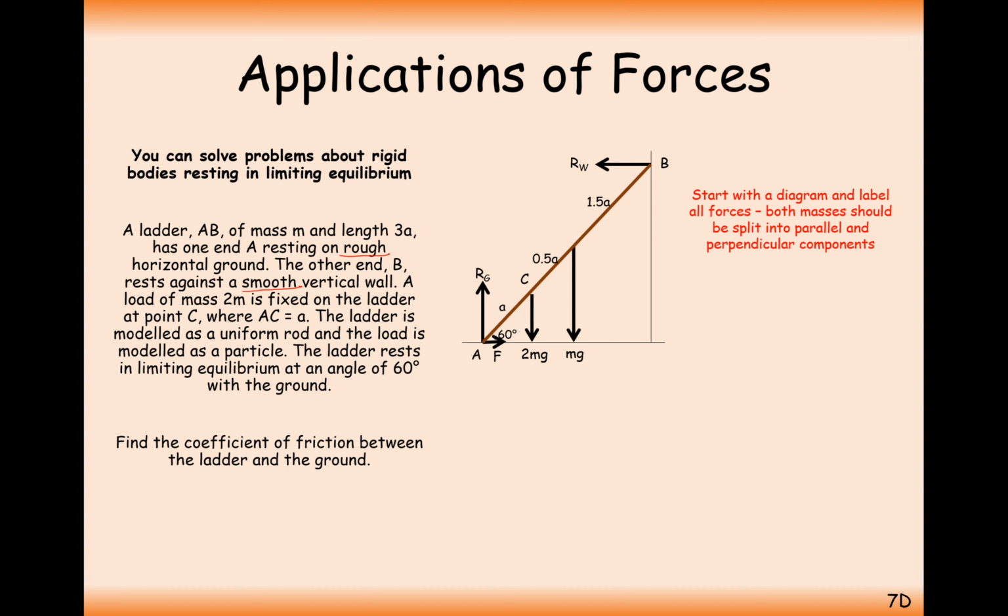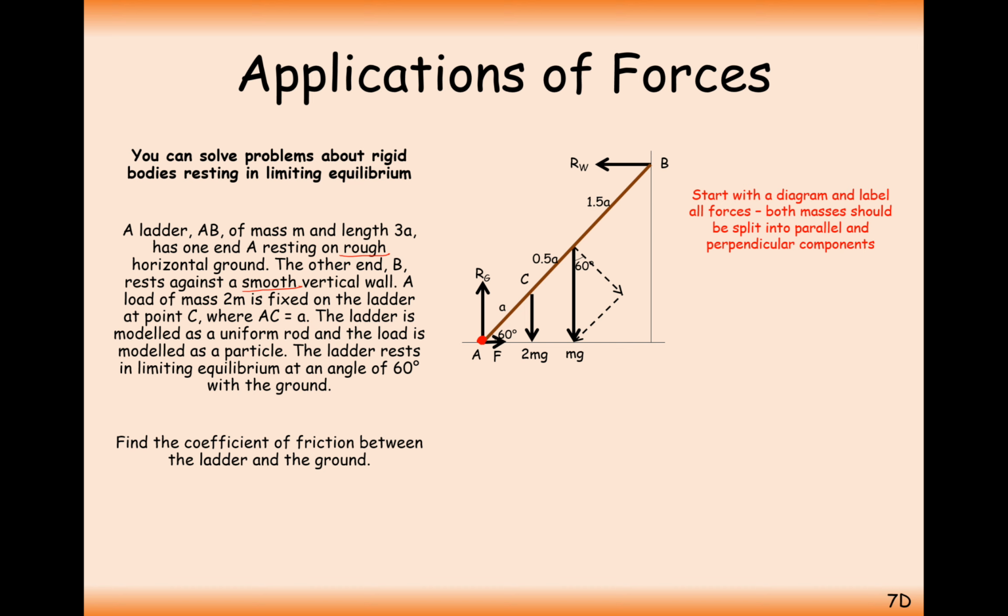So what we need to work out then is the coefficient of friction between the ladder and the ground. So we're going to use F equals ma on these two forces here, but we also don't know the mass of our ladder and of our extra particle here. So that means we have to do a little bit more extra work in working out this RW force here. I'll show you why that is at the end of the question. So the first thing we're going to be doing then is taking moments about A.